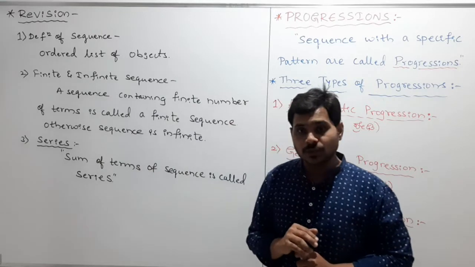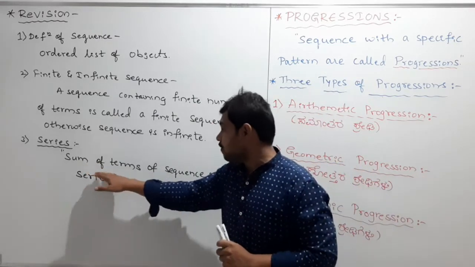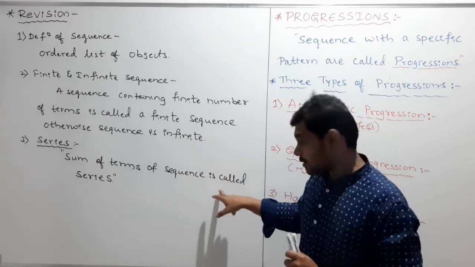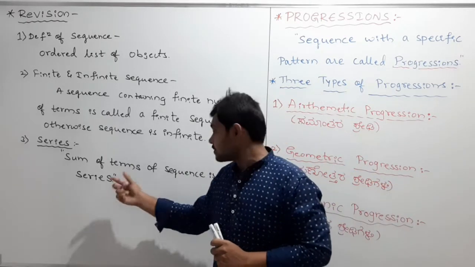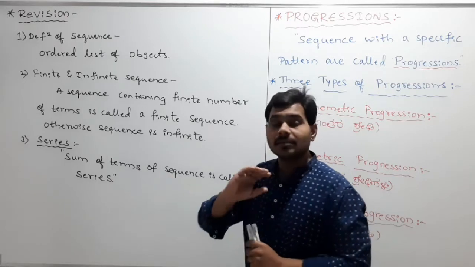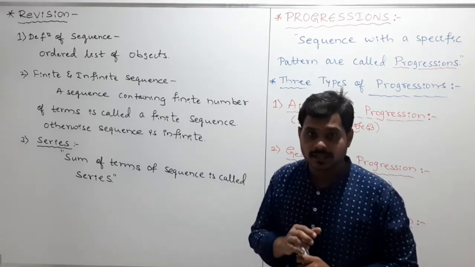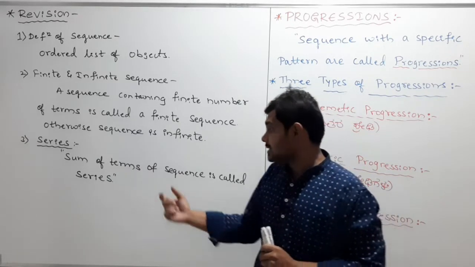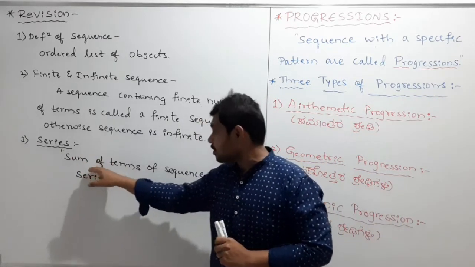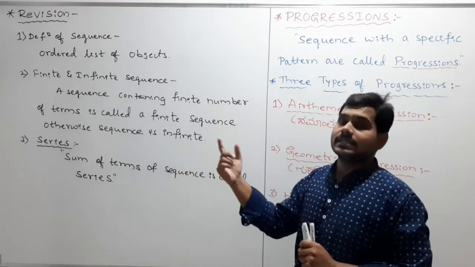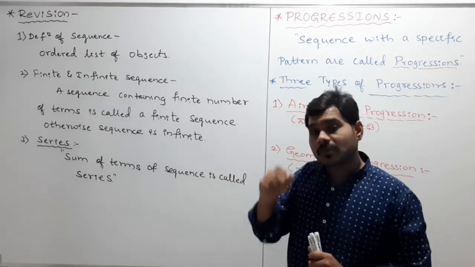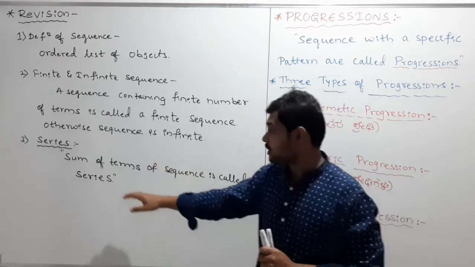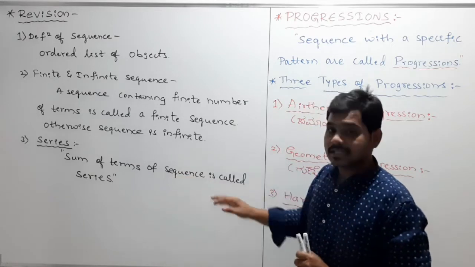Then what is a series? A series is the sum of the terms of a sequence. Here, the sum of the terms of the sequence is called a series. What did I tell you a term is? The numbers in a sequence we call terms: first term, second term, third term. So if we take the sum of those terms, it is the sum of terms of the sequence. If we take the terms of a sequence, remove the commas and write plus, we call it a series. So the definition is: the sum of terms of a sequence is called a series.